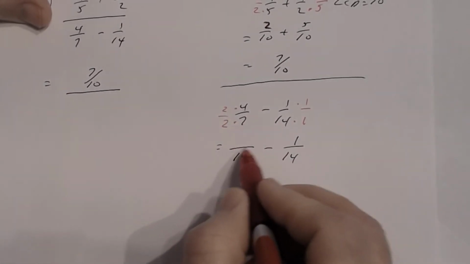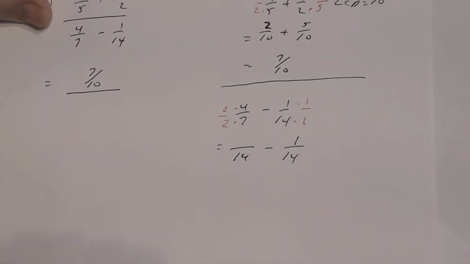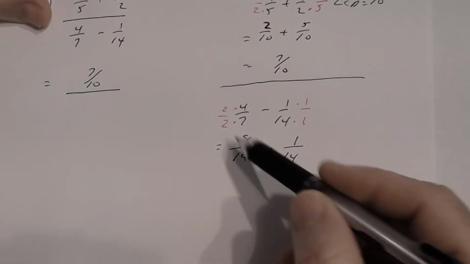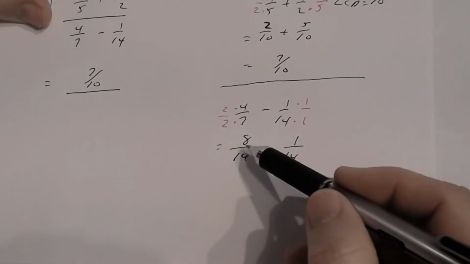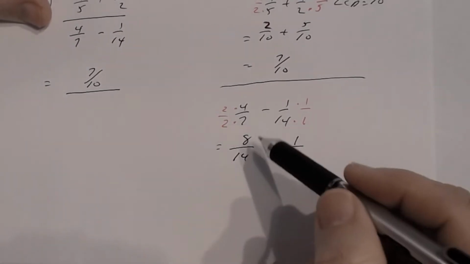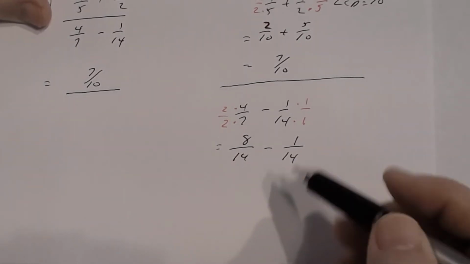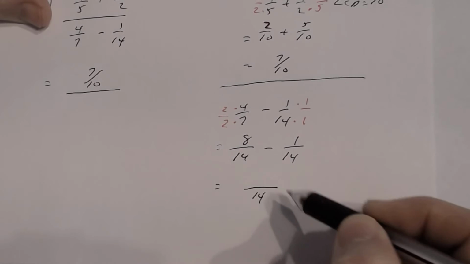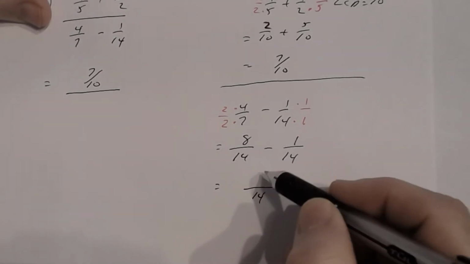So what numerator goes here? 8. And you can always check because 8 and 14 are divisible by 2, and so if I reduce this, I get this back. So now I can write this as one fraction. That's going to be a fraction with a denominator of 14, and 8 minus 1 is 7.